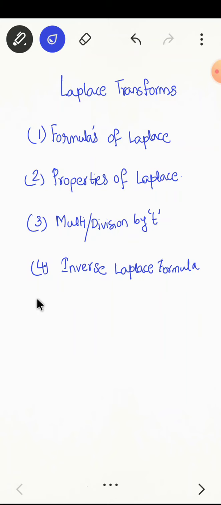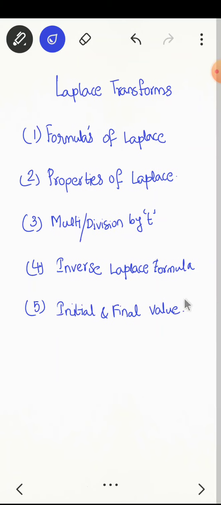Then you have at last the initial and final value theorem, so these are very important, final value theorem. So let us start solving Laplace. Let us start Laplace. What is the definition of Laplace transform? From this definition only many formulas will be derived, but you should remember this formula also.